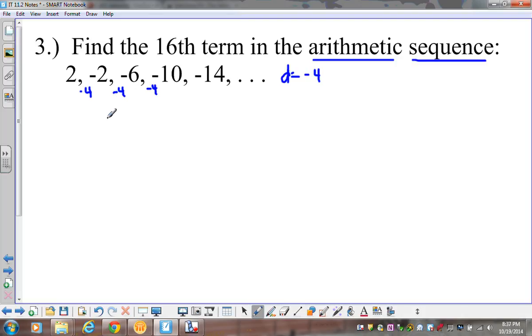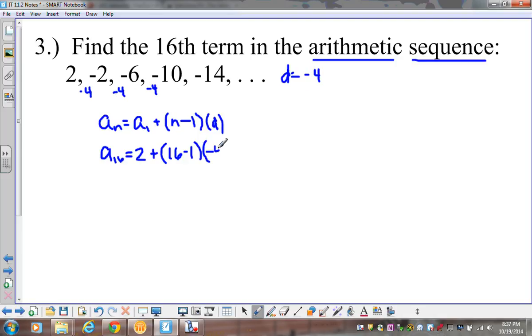We're looking for my 16th term, so let's write out what my equation looks like: a sub n equals a sub 1 plus n minus 1 times my common difference. I'm looking for a sub 16 because it's my 16th term. So a sub 16 equals my first term, which they give me as 2, plus my n value, 16, minus 1, times my common difference, which we said was negative 4.